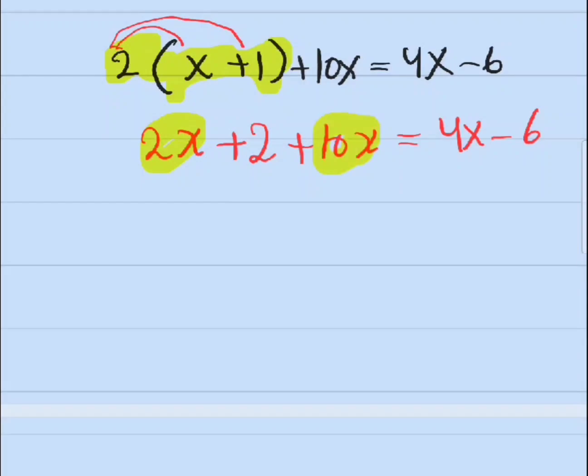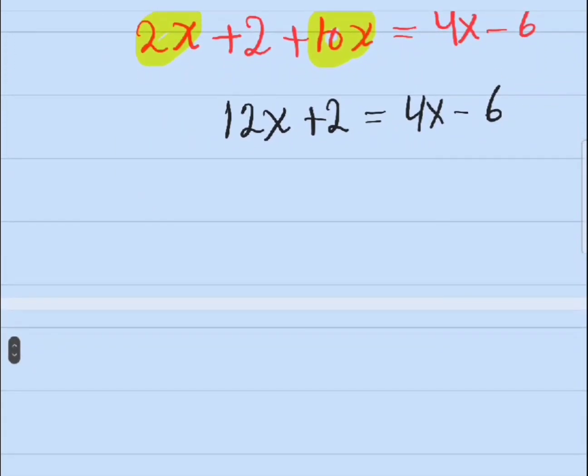We have the left and right-hand sides of the equation. We want to simplify each of those sides by adding up anything that we can on the respective sides before we do anything else. So in this case, I have this 2x, I have this 10x. These are like terms. I can add these together. A 2x and a 10x is 12x plus 2 is equal to 4x minus 6. So here I have a 4x and a minus 6. I can't combine these because these are not like terms.